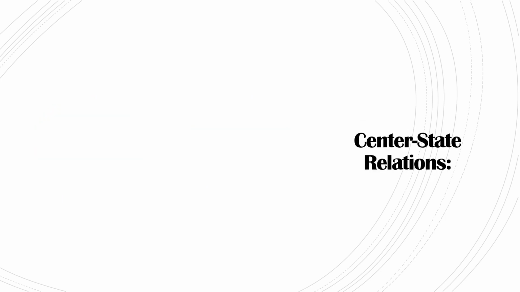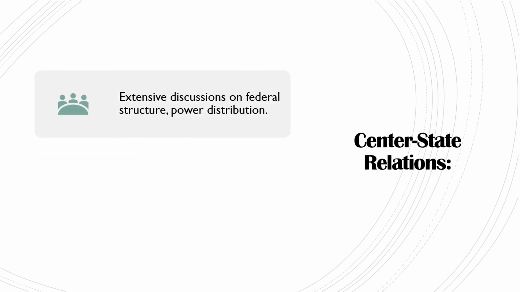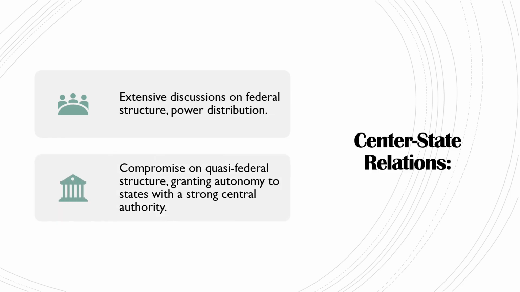Center-state relations also provoked extensive discussions focusing on the federal structure of India. Members debated the distribution of powers between the central and state governments to maintain a balance that could accommodate India's vast diversity. The resulting compromise was a quasi-federal structure giving significant autonomy to states while retaining a strong central authority.